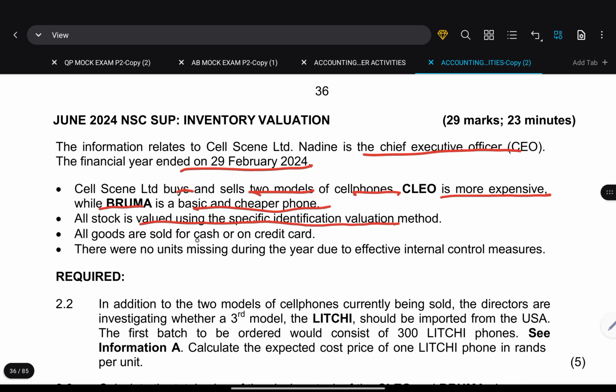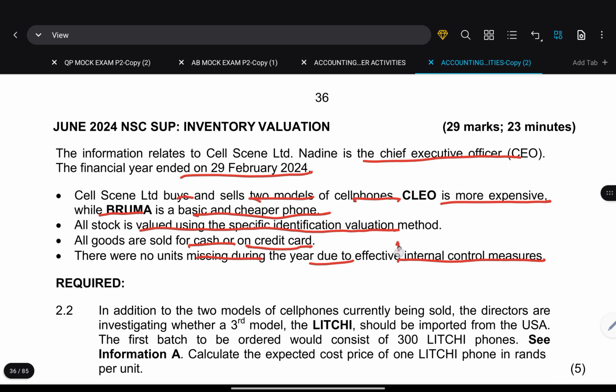All goods are sold for cash or on credit, meaning they could be using both cash or credit. They are not really that specific because for now that is not necessary. I think there were no units missing during the year due to effective internal control measures. So in other words, they are telling you here that there is no missing stock.